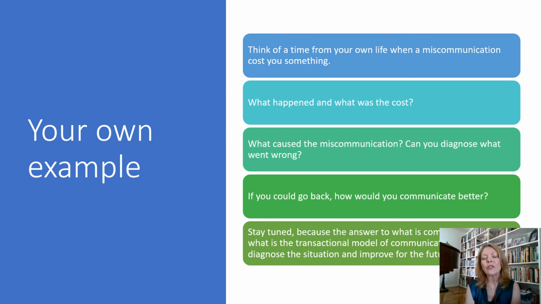And so now I want you to think of your own example. Think of a time from your own life when a miscommunication cost you something. You can just think to yourself as we go through this material: what's a time from your own life that a miscommunication cost you something? What happened? What did it cost you? And what do you think caused the miscommunication? Can you diagnose what went wrong? And if you could go back, how would you communicate better?